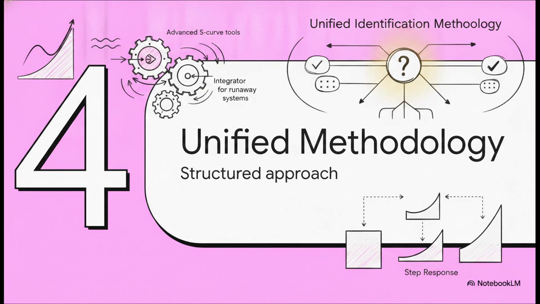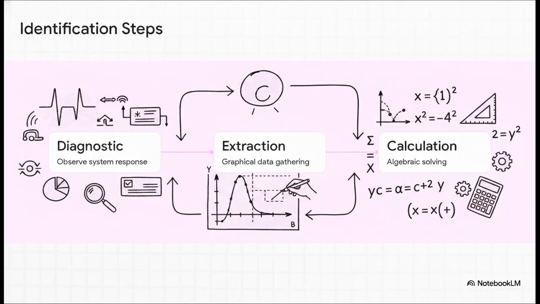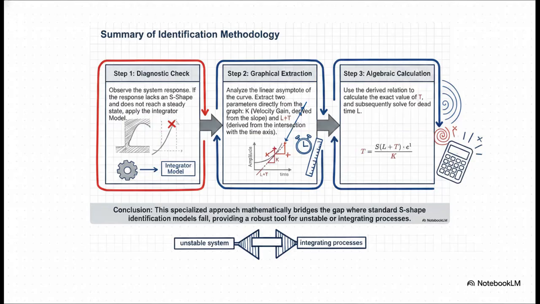Moving on to Section 4, Unified Identification Methodology. Let's put this structured approach together. Whenever you are faced with a brand new, completely unknown physical system in the real world, you can basically just follow this exact 3-step playbook to model it. Step 1 is always your diagnostic check, Step 2 is your graphical extraction from the data, and Step 3 is your algebraic calculation. Let's actually trace this path together on the flowchart right here.